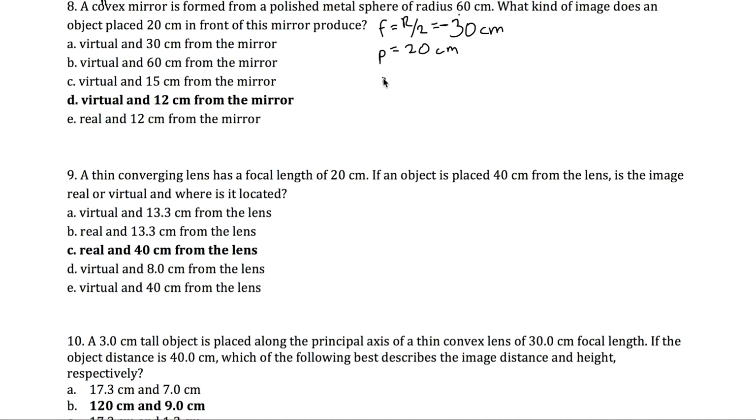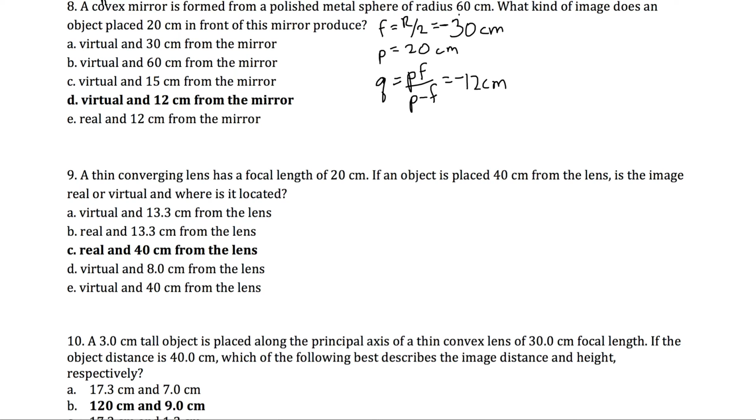And using the thin lens equation that we just used in the last couple of problems, we already know that Q equals PF divided by P minus F. Using the thin lens equation, we get negative 12 centimeters. And this was done in problem 6 if you haven't seen it. So that tells us right there that the image is virtual because it's a negative image.